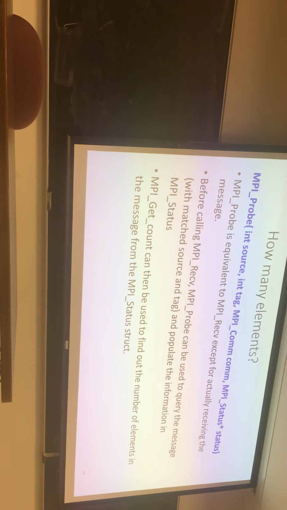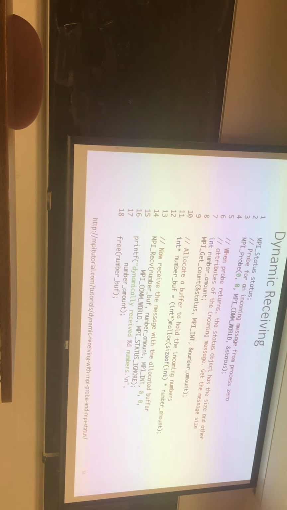The syntax is very similar to receive, except for the destination buffer. The receiver gives the source rank ID, the tag ID, the communicator, and also an MPI_Status. After the receiver calls this command and it returns, you will get the status. Within the status, you can use MPI_Get_count, which allows you to probe the size of the message before you actually call the receive. This is called dynamic receiving in MPI programming.